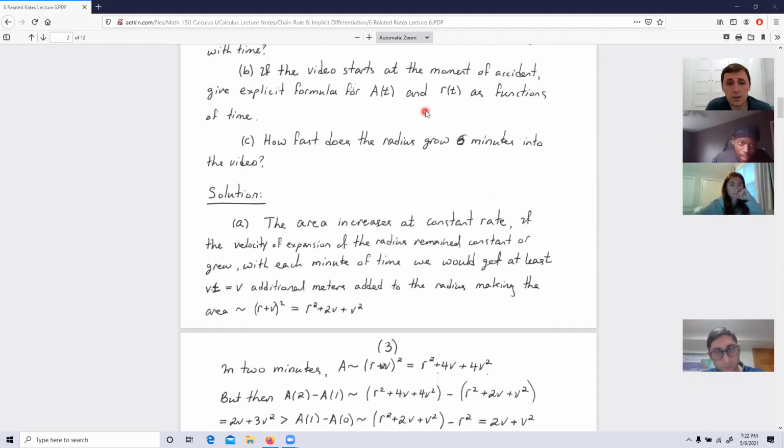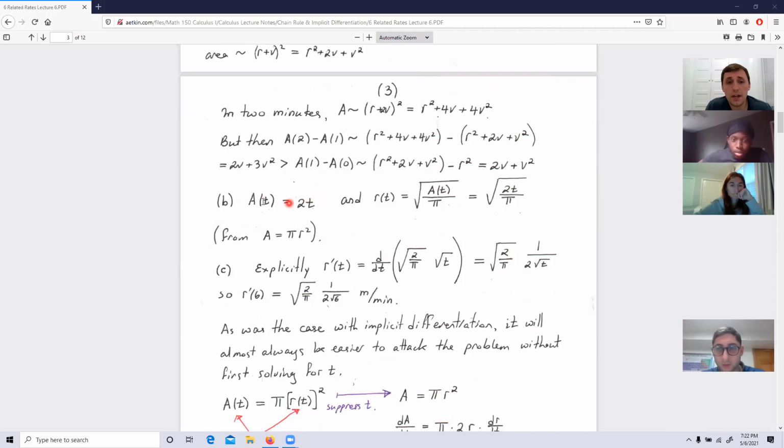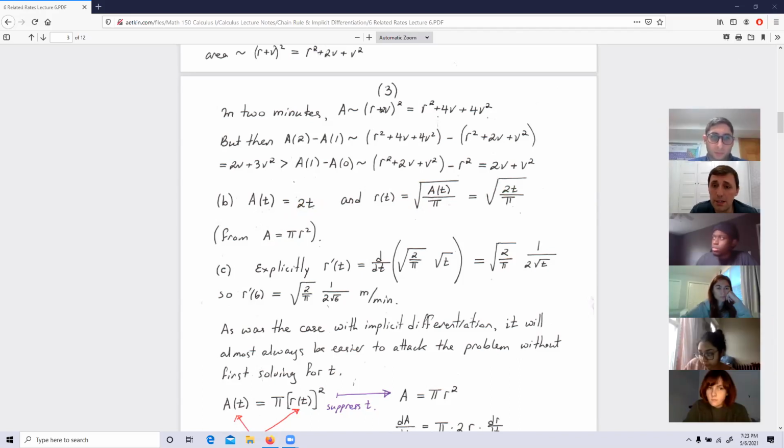So here are the solutions to that, guys. So you see, area is 2t. If at 0 time I have 0 area, then the radius will be root of A over pi, because A is pi r squared. To solve for r, I take A, divide by pi and take the square root. Do you agree? So the formula for the radius explicitly is root of 2t divided by pi.